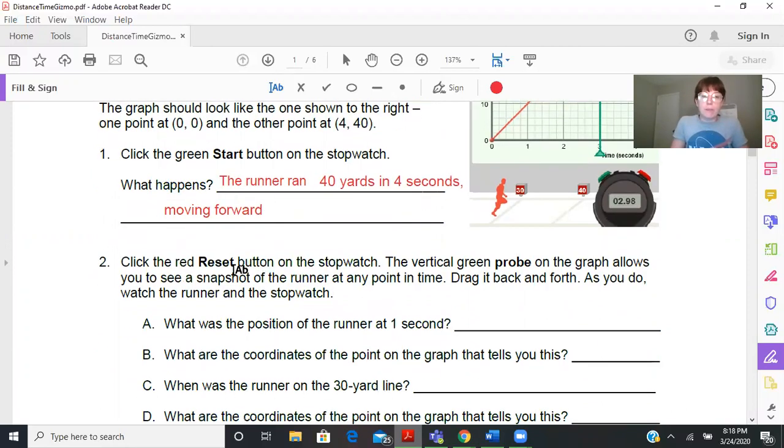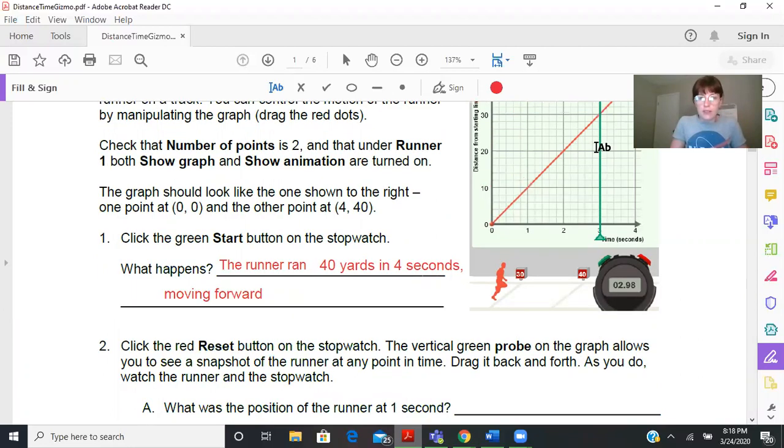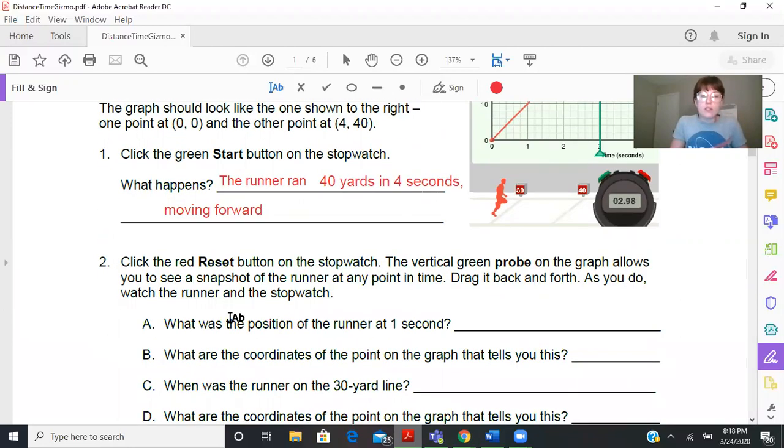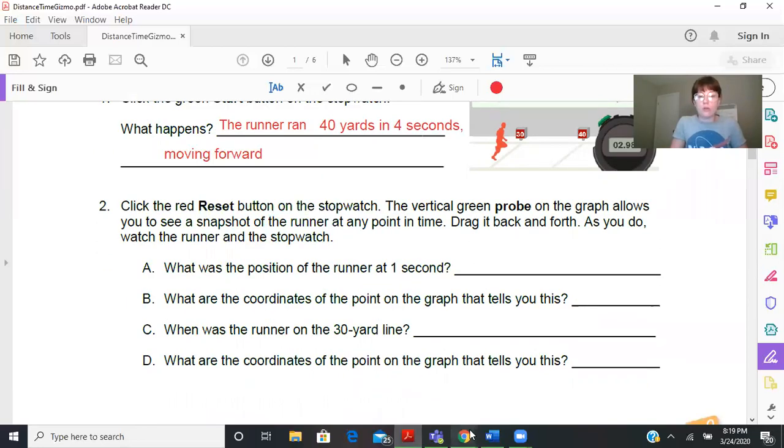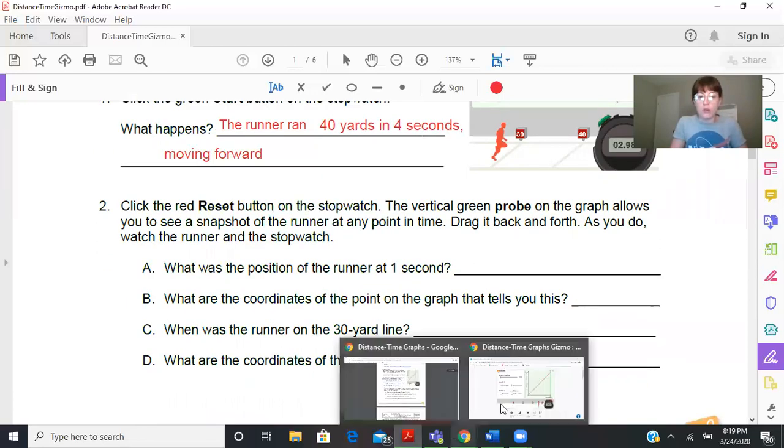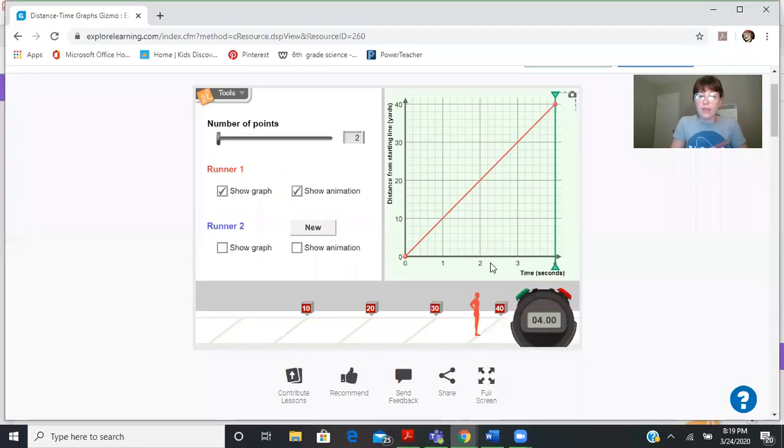Click the red reset button on the stopwatch. The vertical green probe on the graph, that's this thing, allows you to see a snapshot of the runner at any point in time. Drag it back and forth. As you do, watch the runner and the stopwatch. So let's go back to our gizmo. I'm going to hit the red reset button, and you'll see my runner is back at the start.